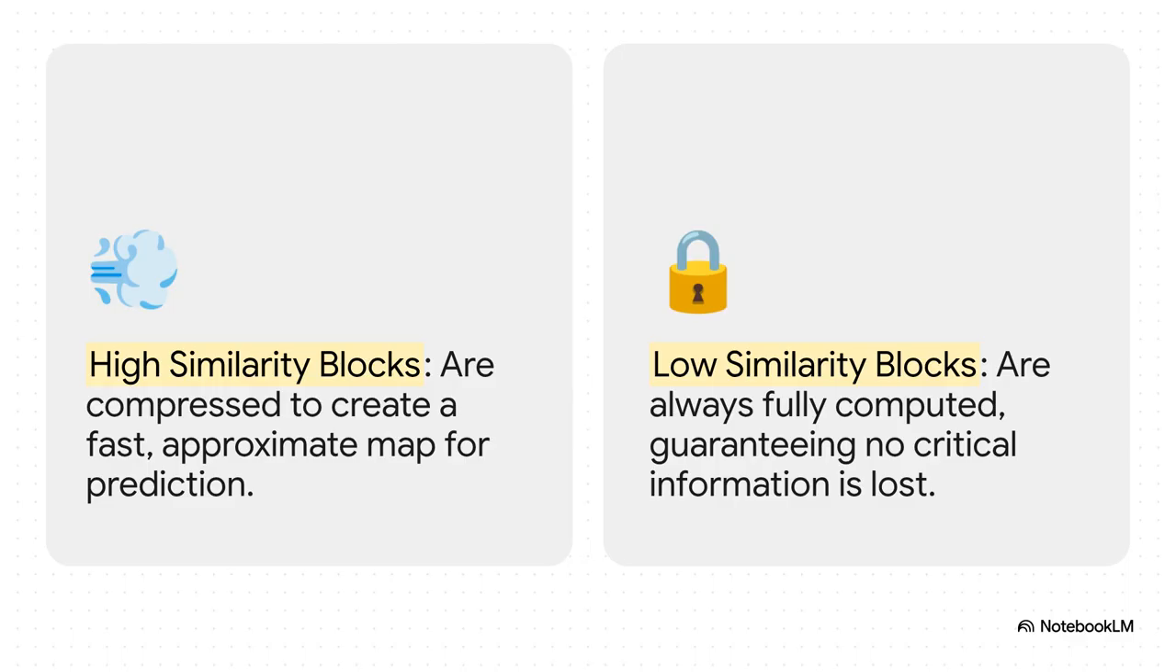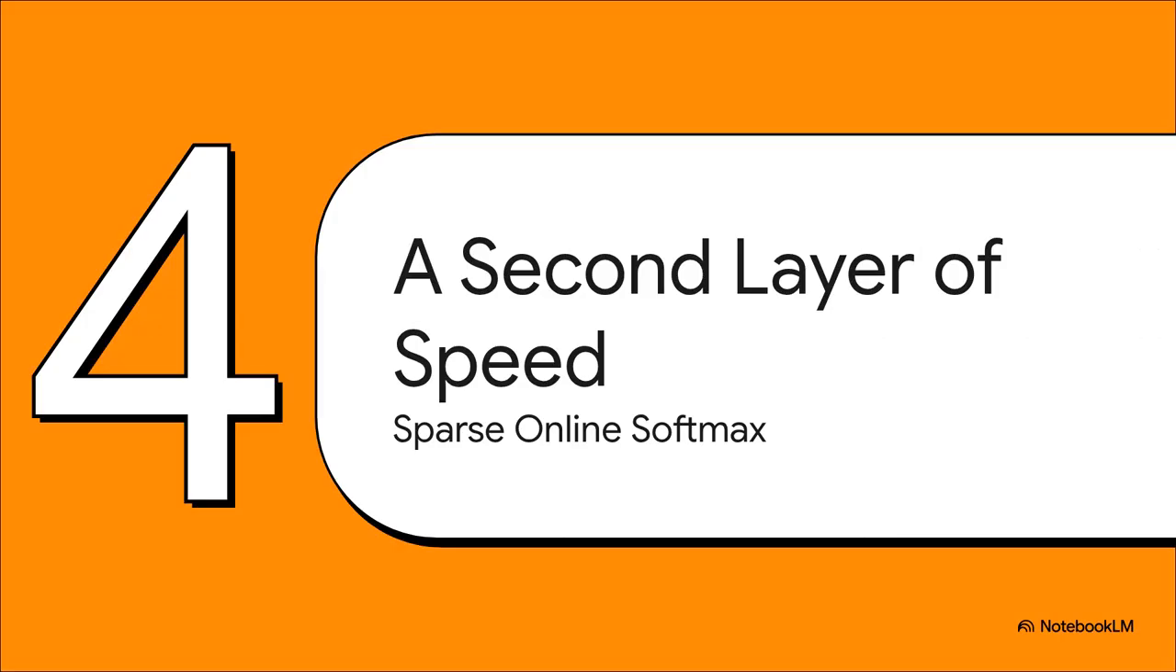It's not just blindly compressing everything. It intelligently looks at the data and says, okay, this part is simple, we can summarize it. But this part over here, it's complex, so we have to compute it fully. This is what allows it to be both super fast and super accurate, no matter what kind of data it's looking at. But they didn't stop there.